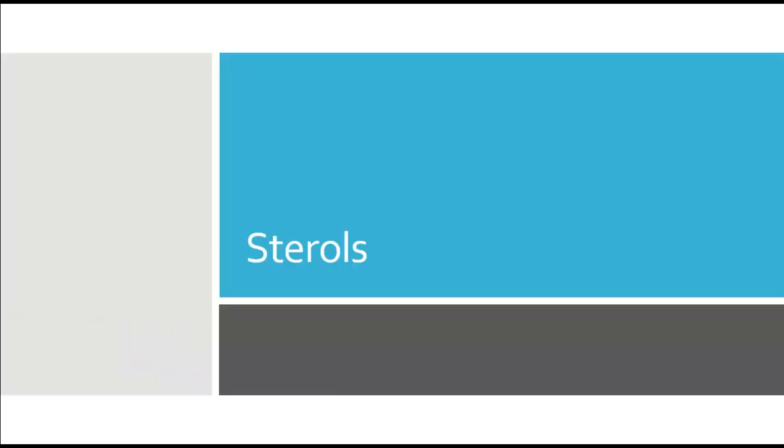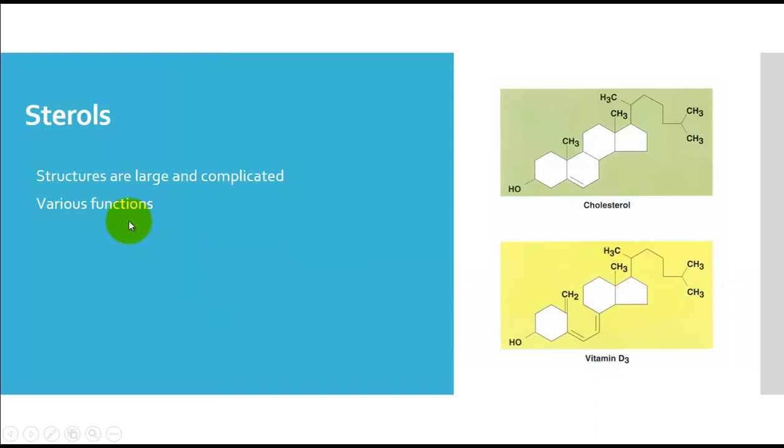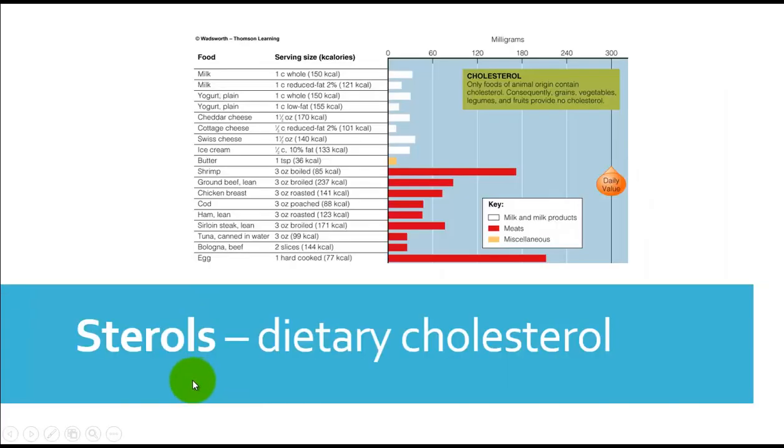The final category of lipids is sterols. The structure of sterols are large and complicated. They have various functions in the body. The two most well-known sterols are the precursor to vitamin D and cholesterol. Cholesterol is a very misunderstood fat. In research, we have gone back and forth between whether or not it is good or bad.